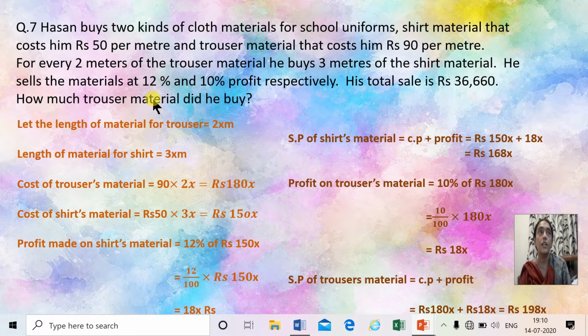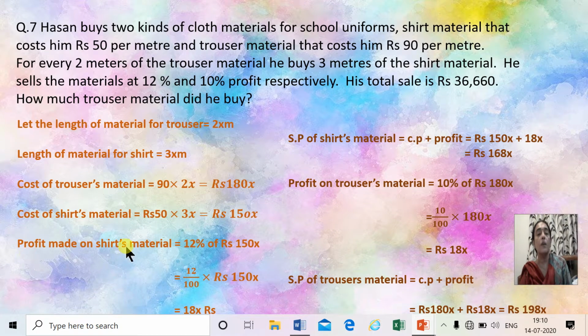Now you are given the profit percent. After he is selling, he is getting a profit of 12% and 10%. That is, he is selling with a 12% profit and 10% profit. You are directly not given the selling price. So first you have to find the profit, then you have to add it to the cost price. So let us find out the profit made on the shirt material.